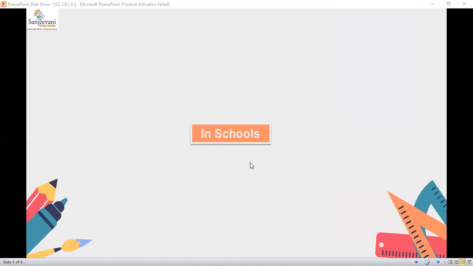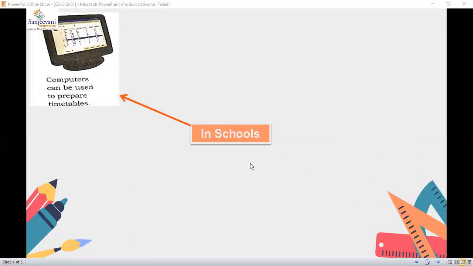The next is the use of computer in our schools. In our school, computer has been used to prepare timetables. Your teachers use computer to prepare timetables. Yes, how is your timetable? It is in the form of a table, right? Yes, a computer has a software where you can prepare your timetable in a form of a table.